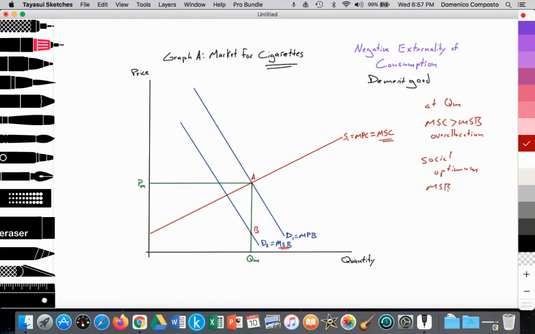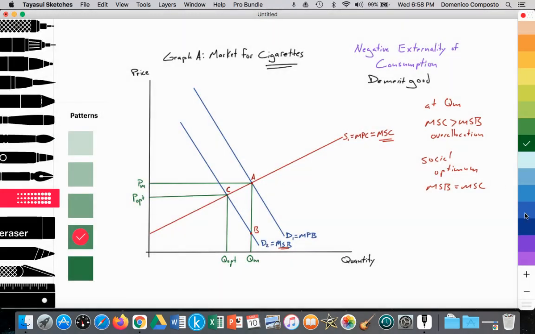So social optimum is achieved where marginal social benefit equals marginal social cost. That would create an allocatively efficient outcome, which is right here at point C. That would provide the optimal price at P opt and the optimal quantity at Q opt. So that is our illustration of negative consumption. We've already done this in the previous video, and we highlighted that this triangular area, let's use another color, is the welfare loss.